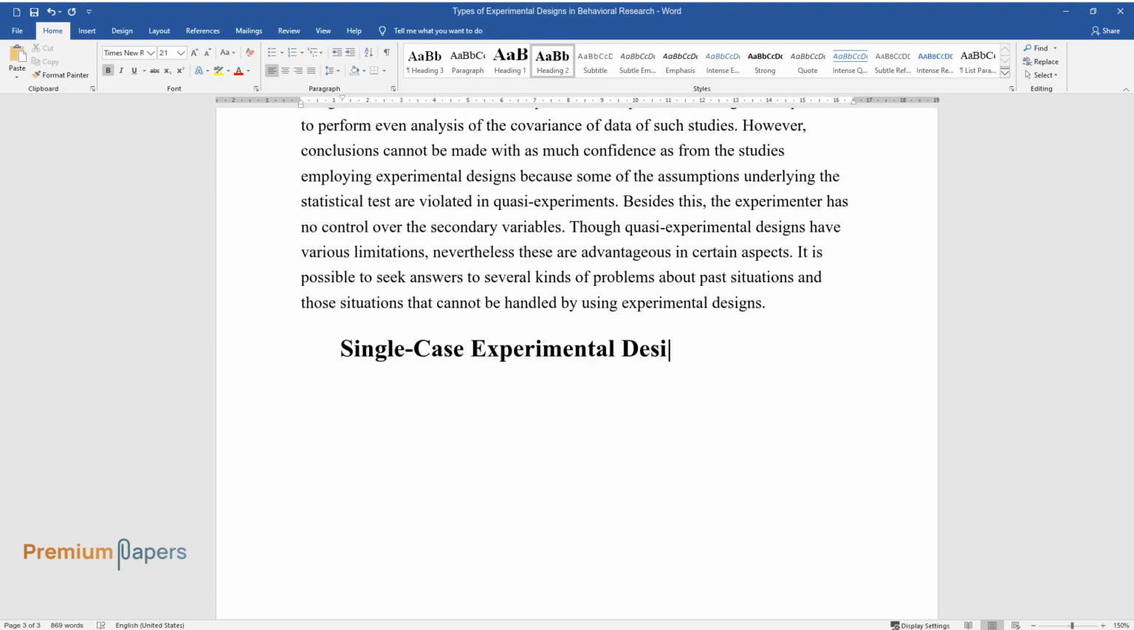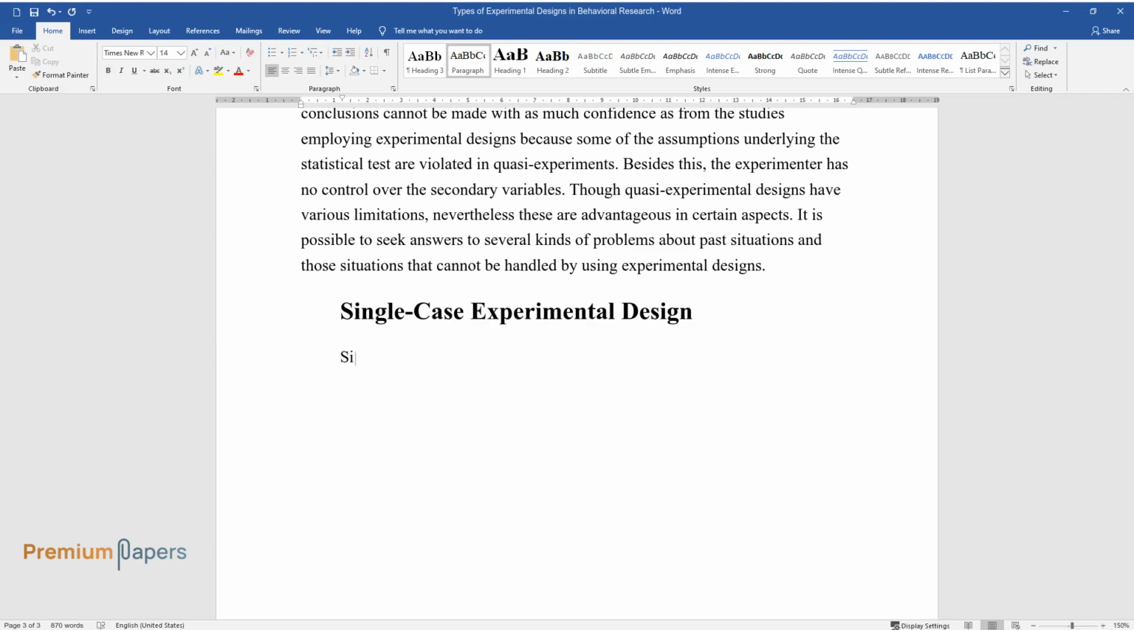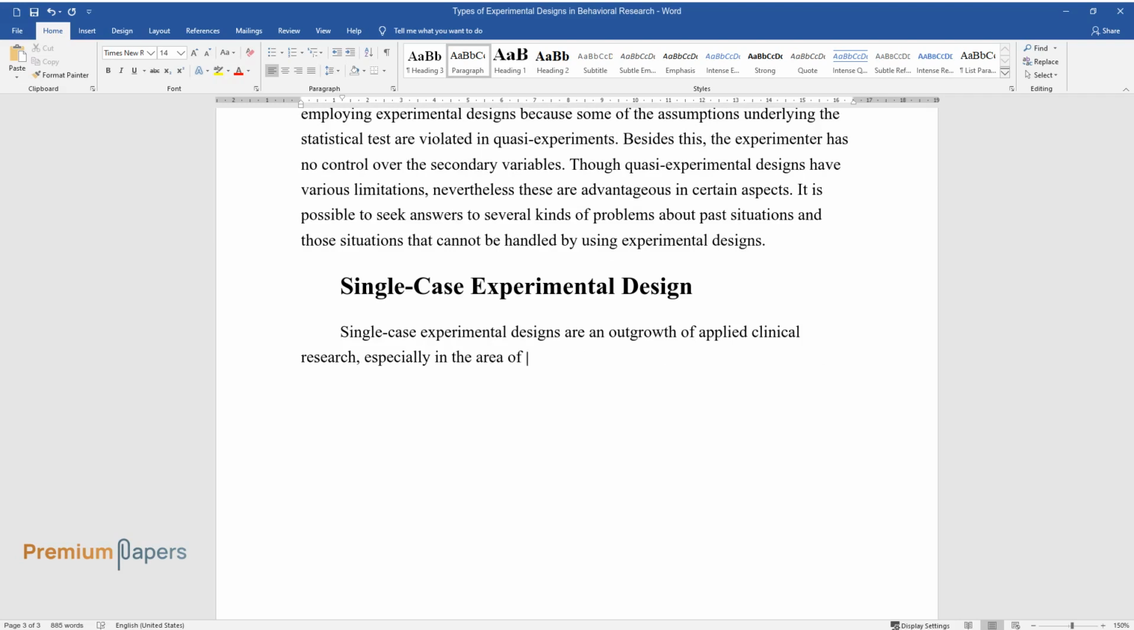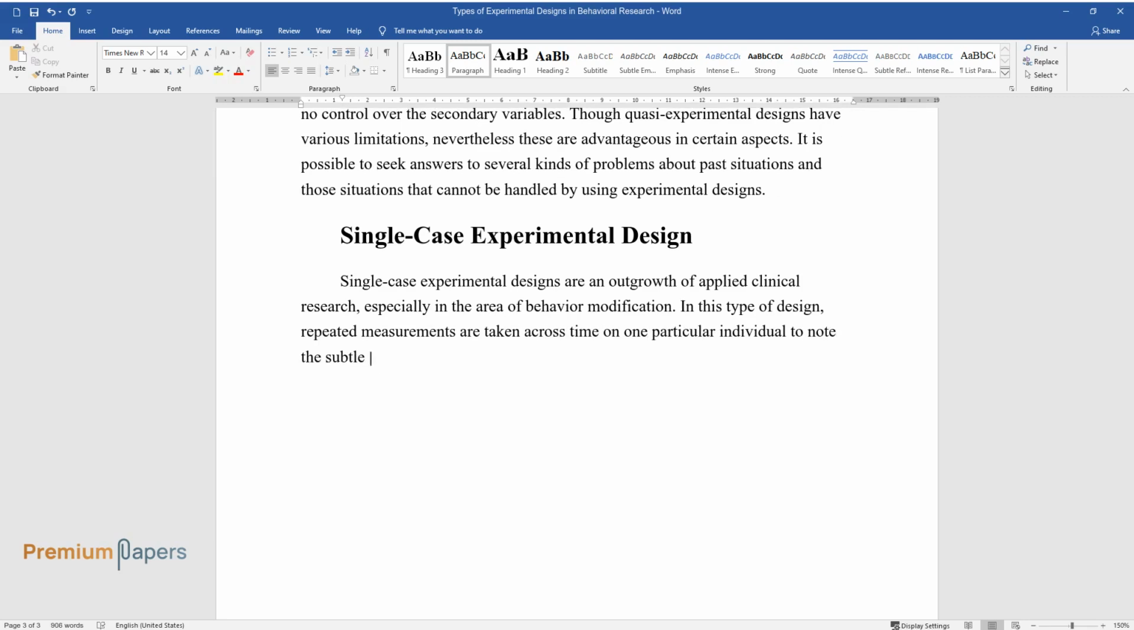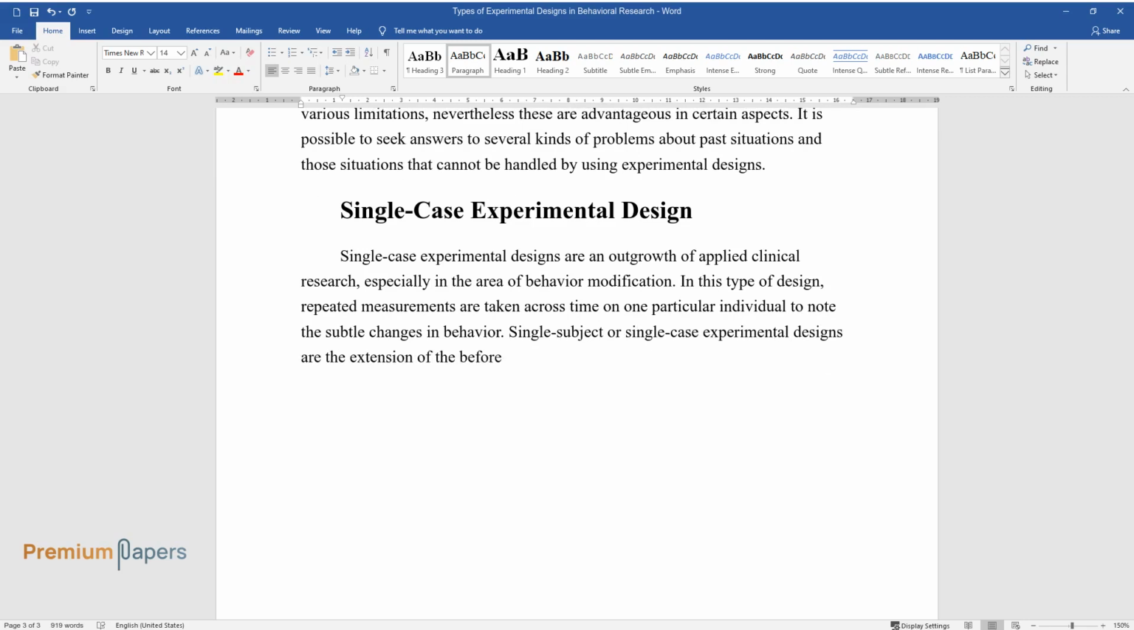Single-case experimental design. Single-case experimental designs are an outgrowth of applied clinical research, especially in the area of behavior modification. In this type of design, repeated measurements are taken across time on one particular individual to note the subtle changes in behavior. Single-subject or single-case experimental designs are the extension of the before-after designs.